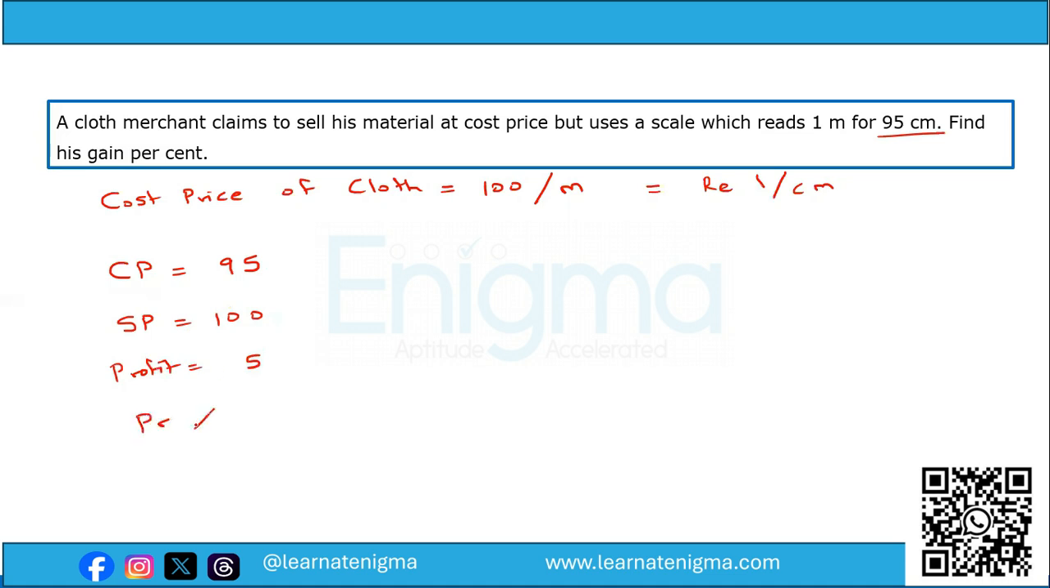Now we want to find out profit percentage. So that becomes profit, that is 5, upon cost price, that is 95, into 100. So that becomes 5 into 100 upon 19, we get the answer as 5.26 percentage.